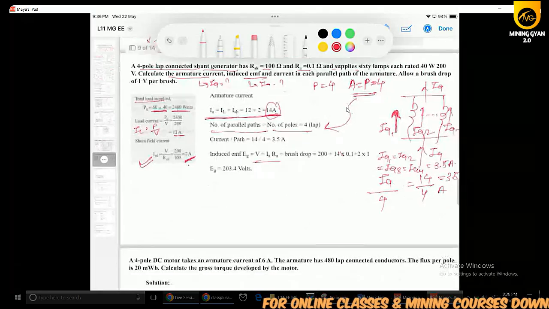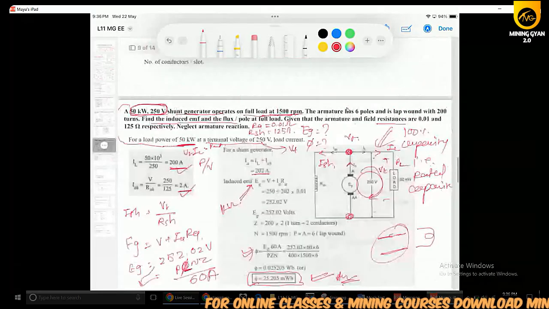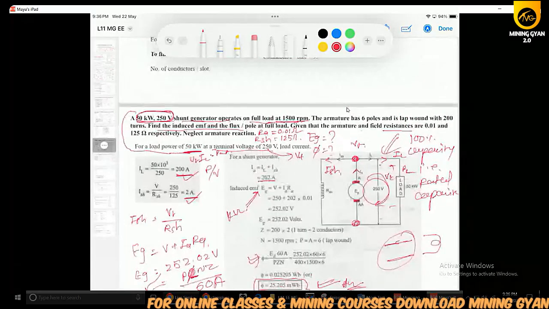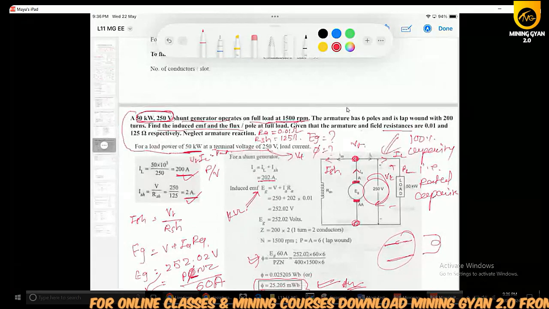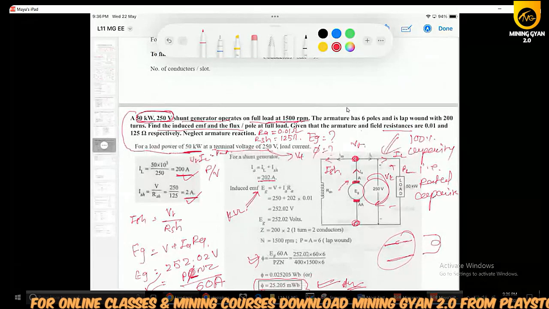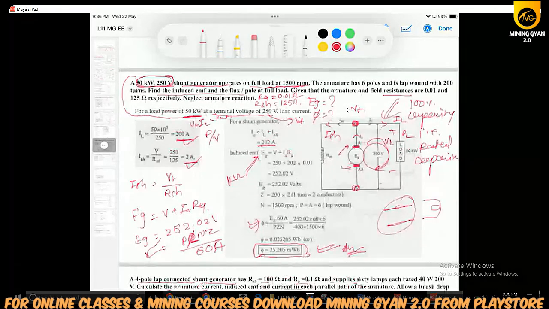Brushes are there, as you can see here. These black parts are called brushes, and brushes are used to collect the currents. Each brush has how much? 1 volt of potential drop. Okay, so you have to include this also.